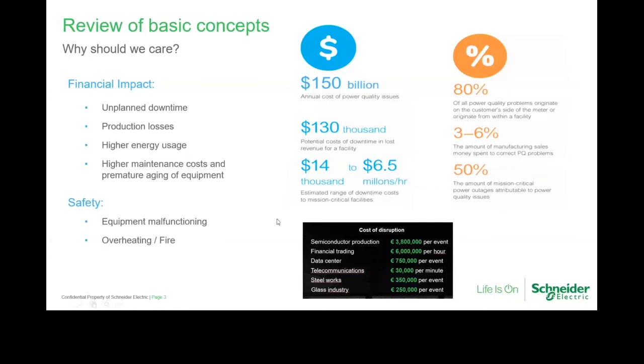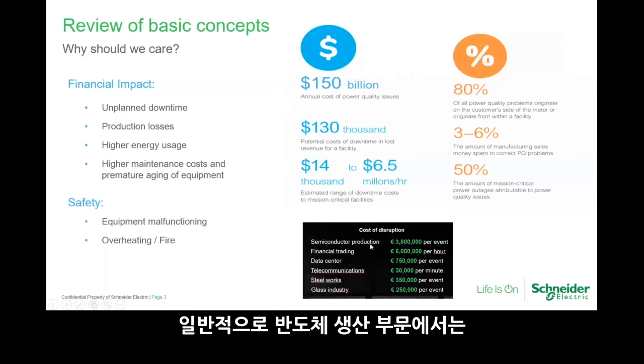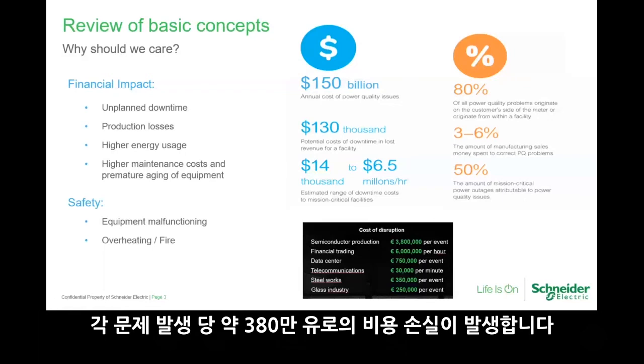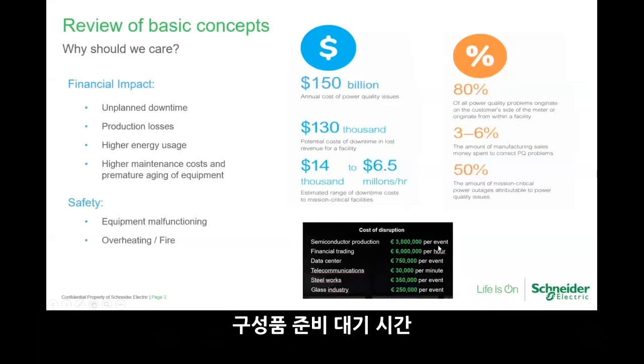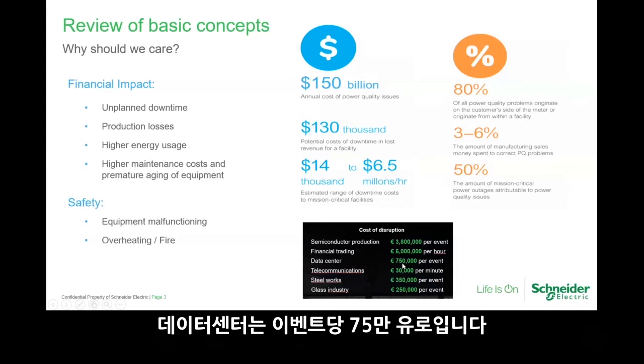Looking at the black box over here, you can see the cost of disruption. Typically for semiconductor production, this is what we have found out, it is about 3.8 million per event. This is how much the wafers and electronic components that need to be cleared out, the clean up, and then reinstall, and the number of man-hours lost, and all those things. This is the amount that is caused. Financial trading, 6 million per hour. Data center, 750,000 per event.